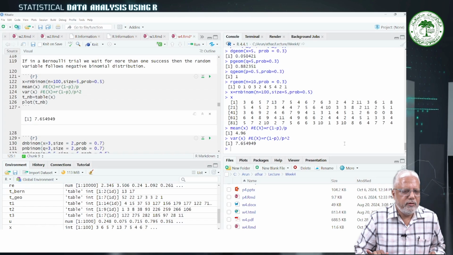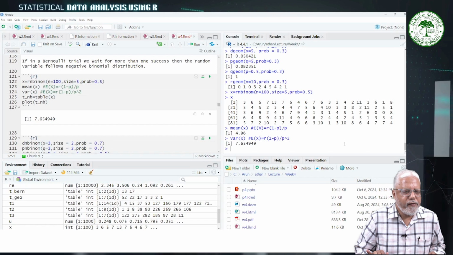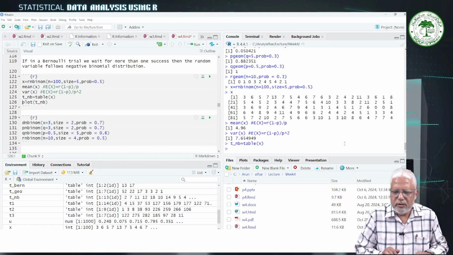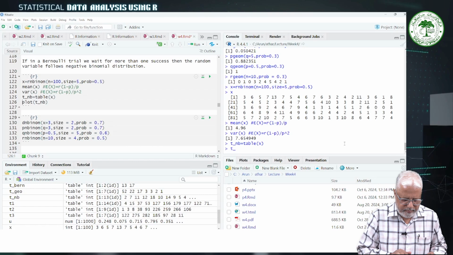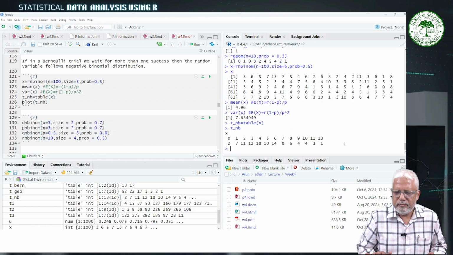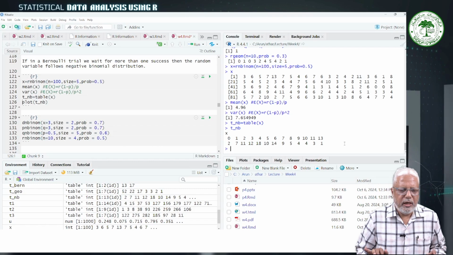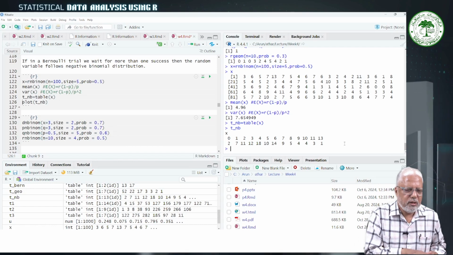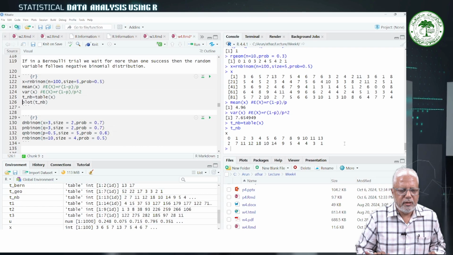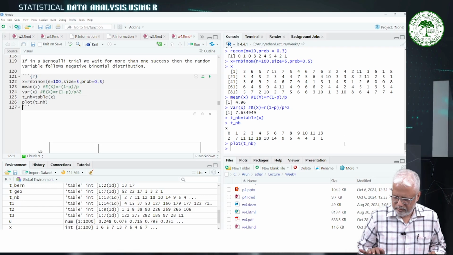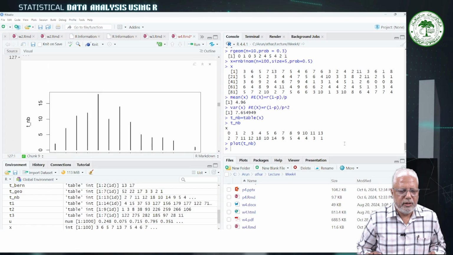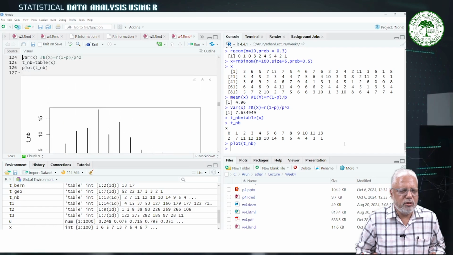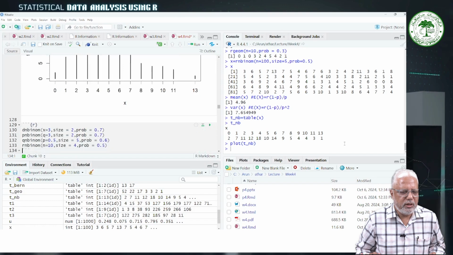And this table is the frequency table; we create it with table, assigning it to T_NB. And of course, if we want a plot of this, we use plot. So this is the plot of the data. It is a right skewed distribution.